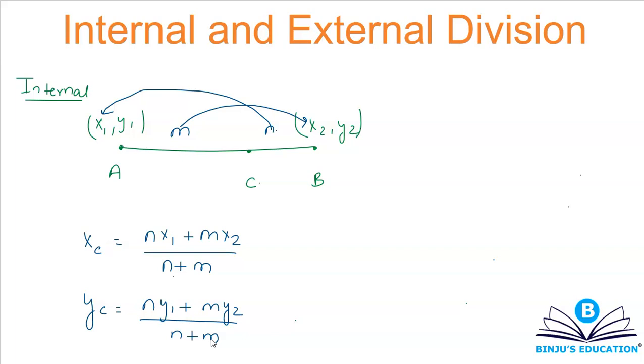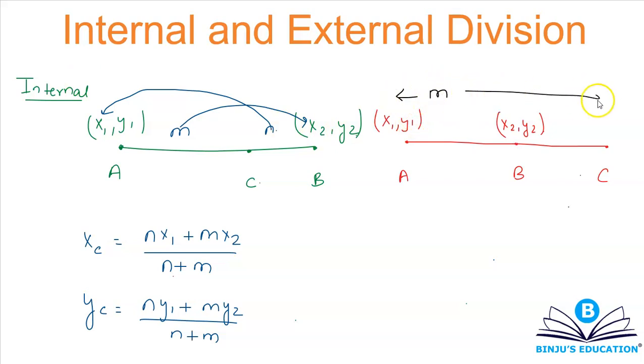Now let's talk about the external part. So let's suppose I have this A having coordinates x1, y1 and B having coordinates x2, y2, and this point C is externally dividing A and B in the ratio of m is to n.